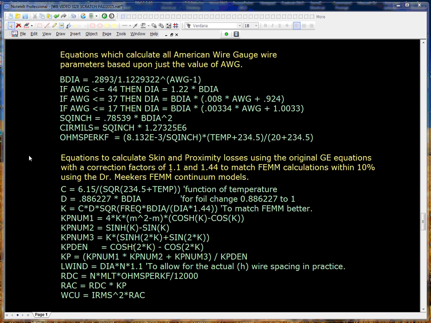One feature of this free program I'll give you if you ask for it is a wire table generated by using this simple set of equations. And this is the GE equation right here, at least down to this point. This is the KP factor. It's a function of all these other parameters.